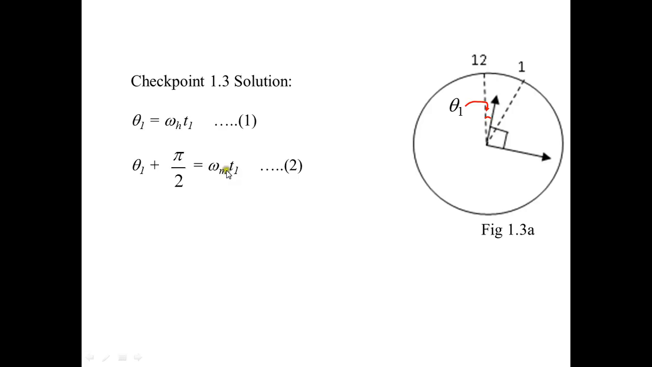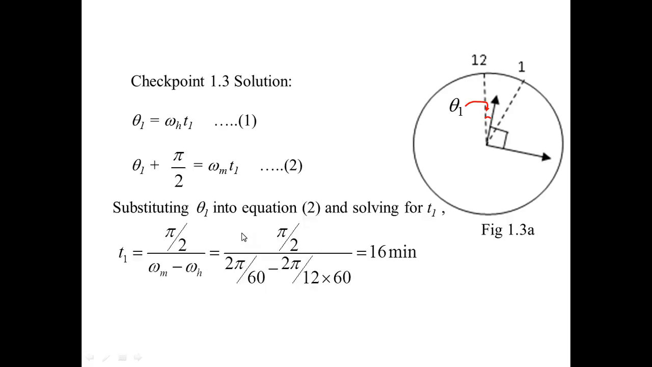As you can see from here, we can find t1 by replacing theta 1, that is, getting rid of theta 1. So I'm going to substitute theta 1 into equation 2, and then we find t1. The answer is 16 minutes. So the time taken from 12 noon will be 12:16.